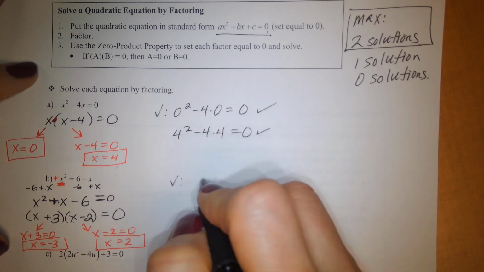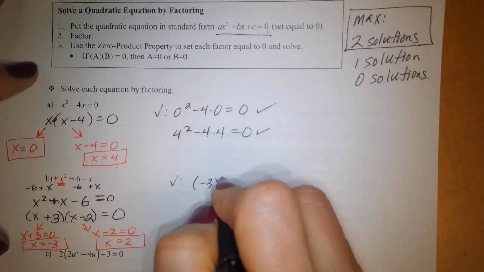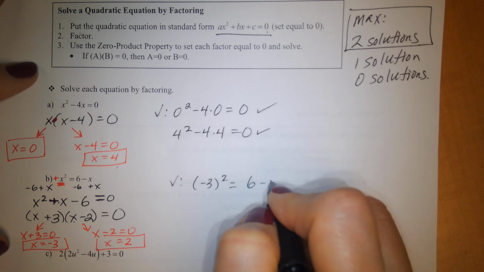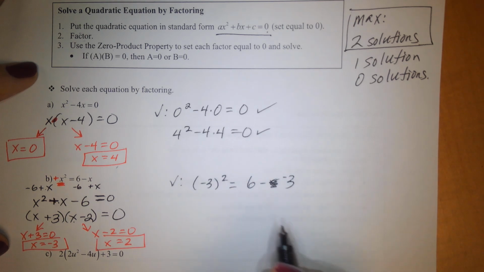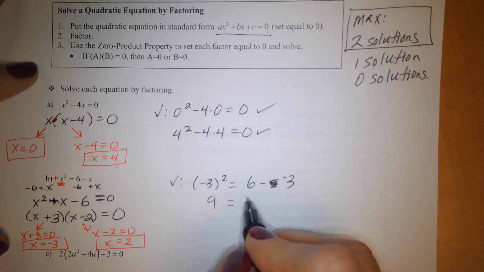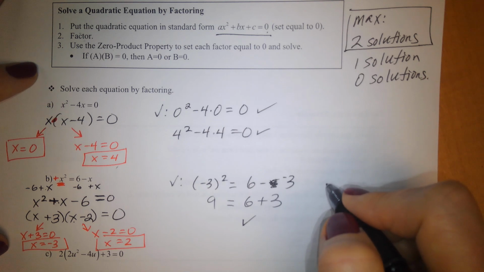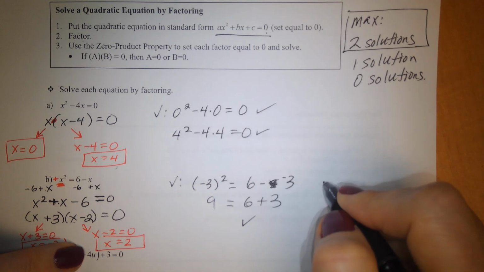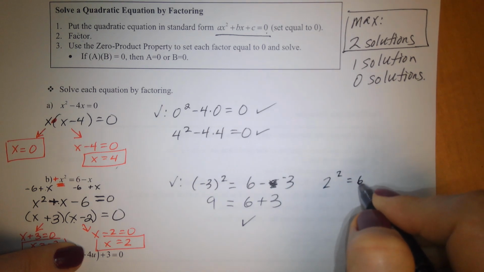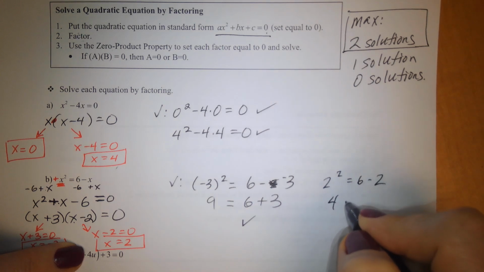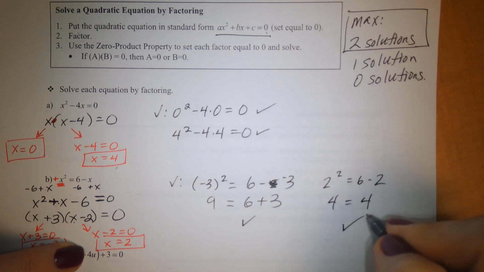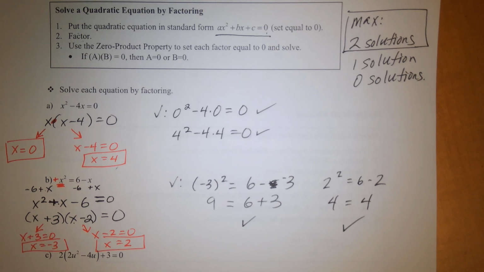Let's check. -3 squared, is that in fact 6 minus -3? 9 equals 6 plus 3? Yes. Let's try 2. 2 squared equals 6 minus 2. Is 4 equal to 4? Yes. So they both check.